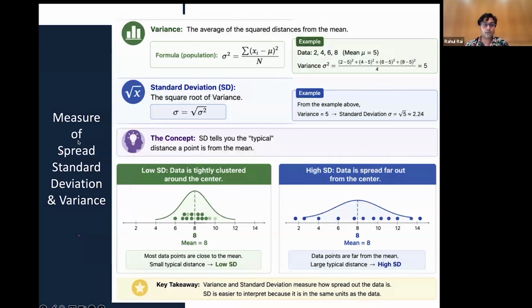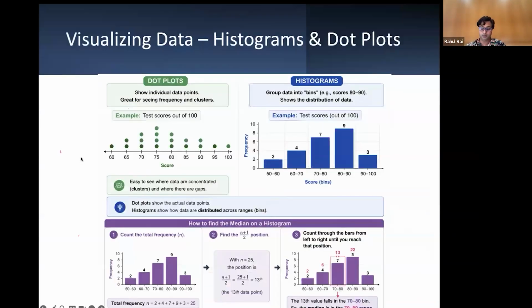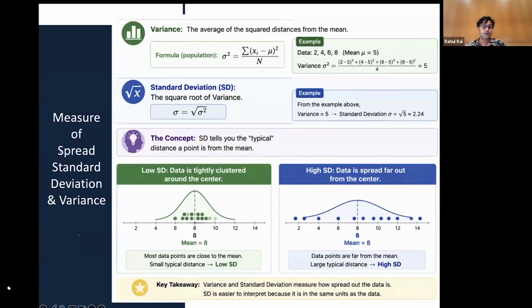Now, other measures of spread are standard deviation and variance. Both of them are related to each other, and you can derive standard deviation from variance. The way to calculate it is this equation.